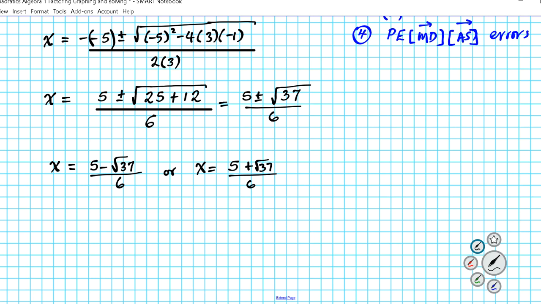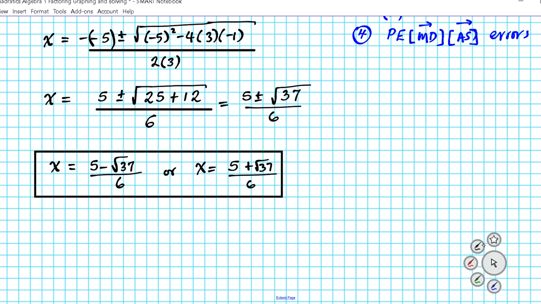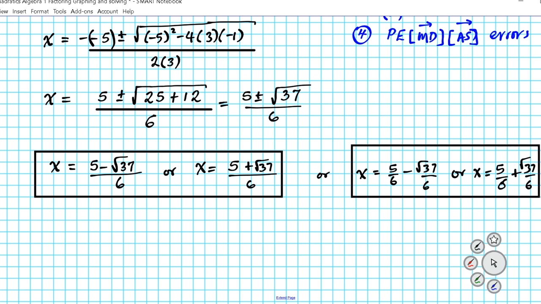Okay, now this is one way of writing down the answer. You can also write this, it is equivalent to writing it, as x equals 5 over 6 minus root 37 over 6, or x equals 5 over 6 plus root 37 over 6. So depending on what your teacher wants, you can write it in this format I have right here, or you can write it in this format I have on the right side. The beauty of the format on the right side is it helps you avoid making mistakes when you're reducing, because students mess up the reduction process.